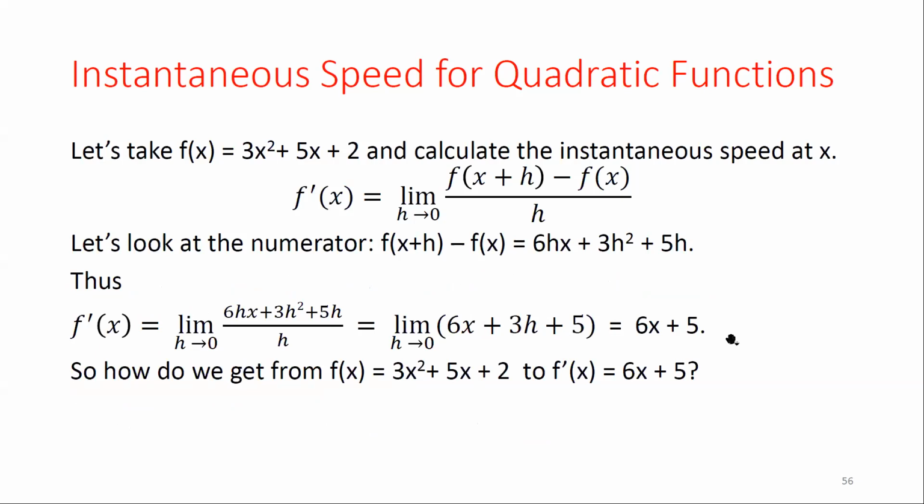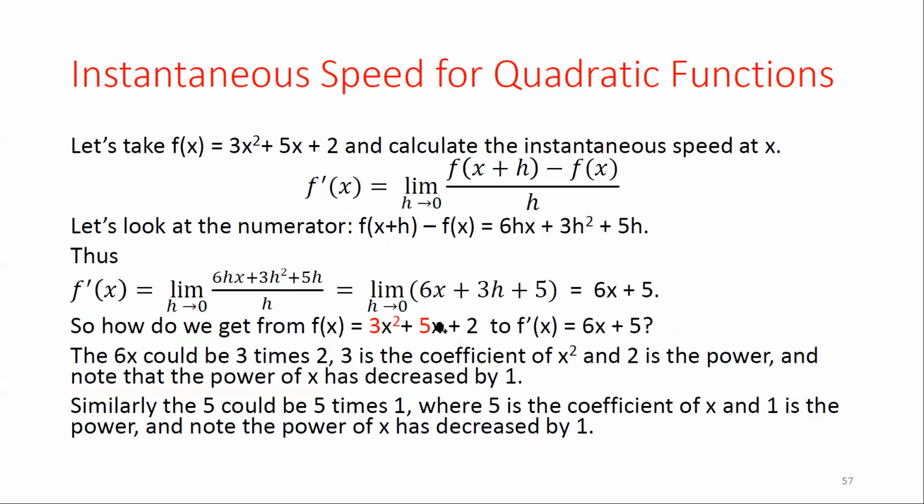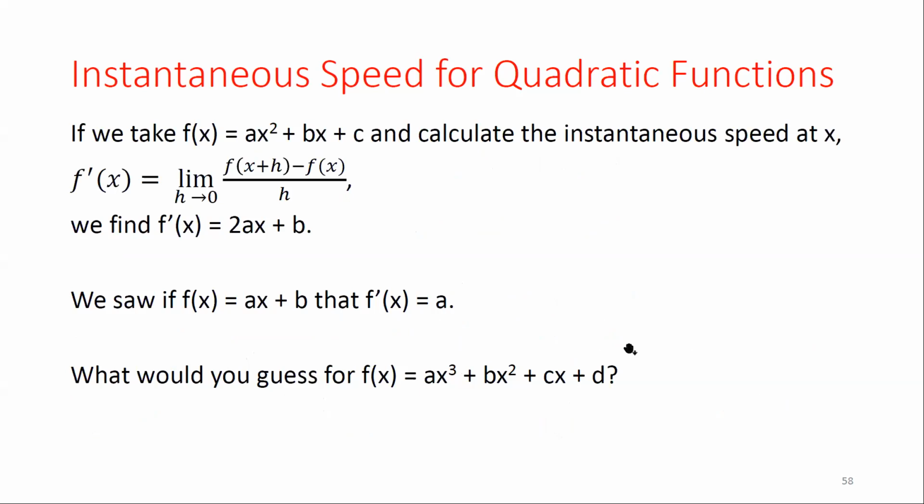Yep, so we were here last time. I'm just doing a quick review. So how did we get this from the 3x squared plus 5x plus 2? The 3 times the 2, yes, the coefficient, 3 times the 2 was the 6, and the power of x goes down by 1. And here, 5x to the 1, this 5 is 5 times 1, and the power of x has gone down by 1. So more generally, if we have ax squared plus bx plus c, the derivative is 2ax plus b.